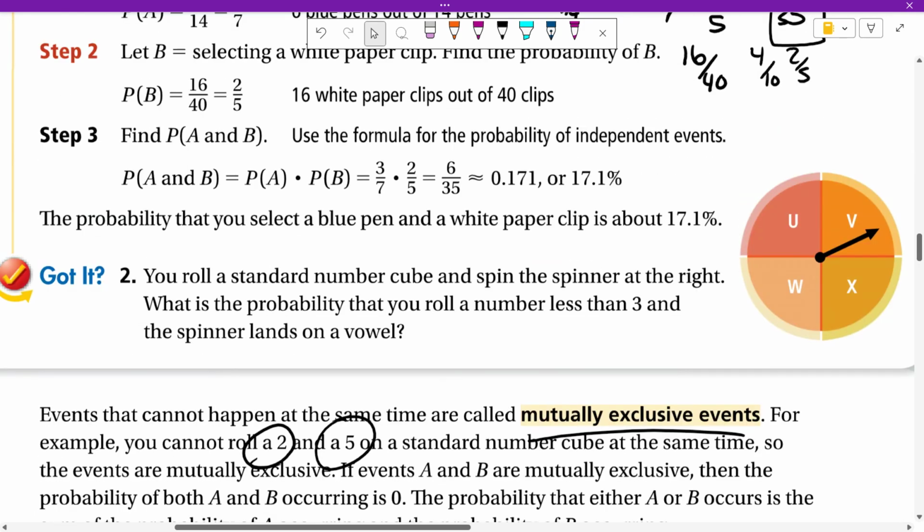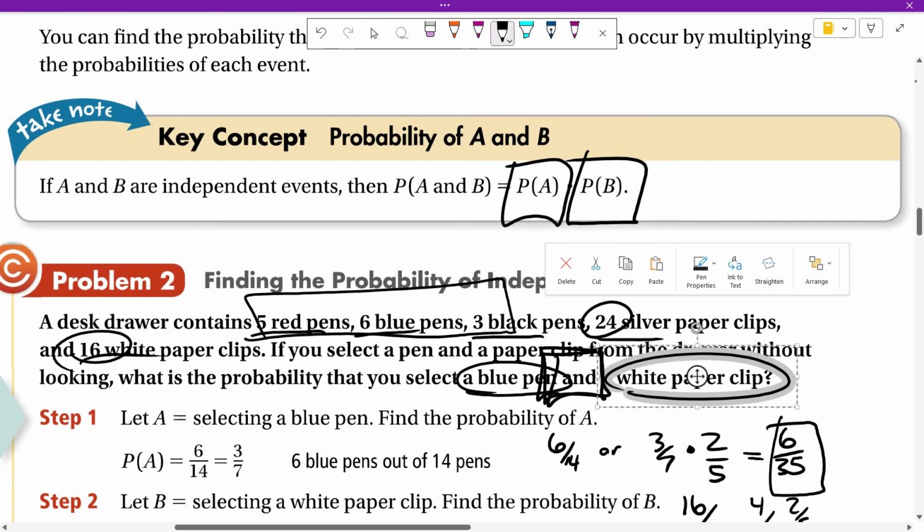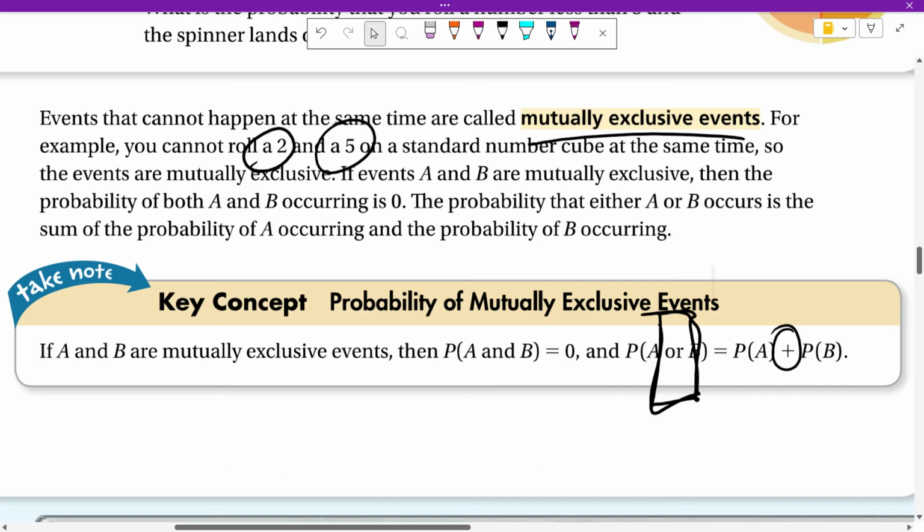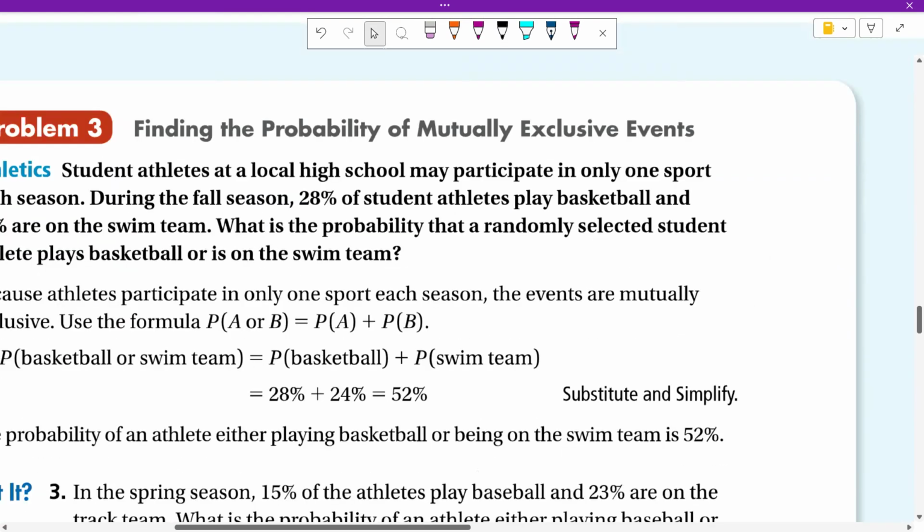Okay? So, "and" for independent events, "or" for mutually exclusive events. Okay.